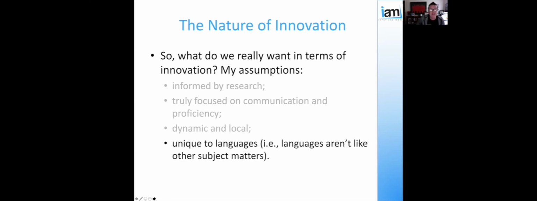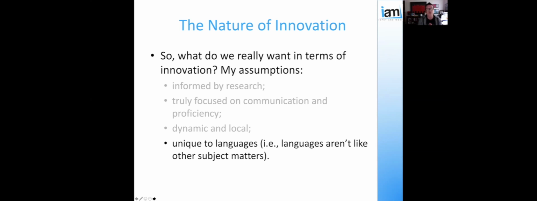because our populations are different. And when you think about what communication is, participants in communication dictate a lot of how communication happens, of course, that's going to influence decisions we make and how things happen. And then finally, my assumption is that we want something that's unique to languages.